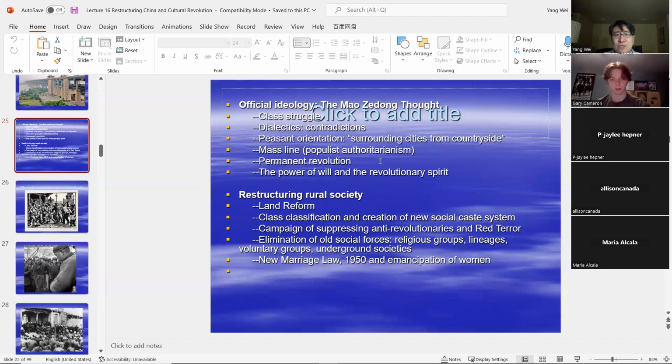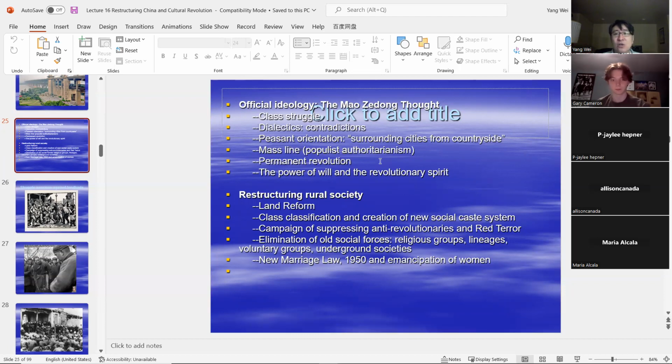Ideology is Mao Zedong Thought. Mao Zedong Thought is propagated in entire China as the official ideology. Confucianism is denounced, put into the trash. And Mao Zedong Thought is openly announced as China's ruling ideology.